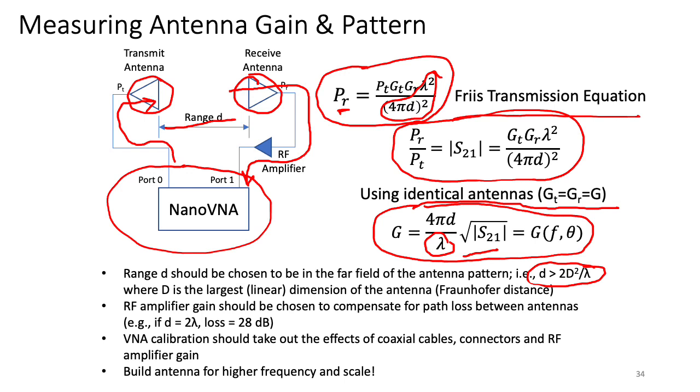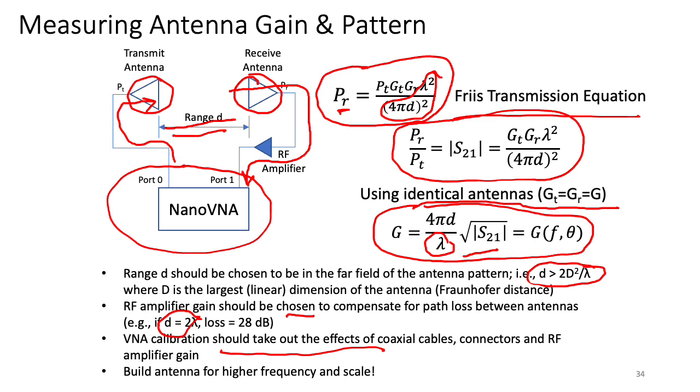Also, we have a path loss, right? The path loss is going to affect the signal level at port 1. I need to compensate for that. So, for example, if I have a distance equals 2 times lambda, in other words, I make the distance between my antennas equal twice the wavelength, then the loss is going to be about 28 dB in terms of path loss. So if I add a 28 dB or 30 dB amplifier, I get the signal back again. The VNA calibration, if I'm going to go this route, must take into account the coaxial cables, connectors, and of course the RF amplifier gain.